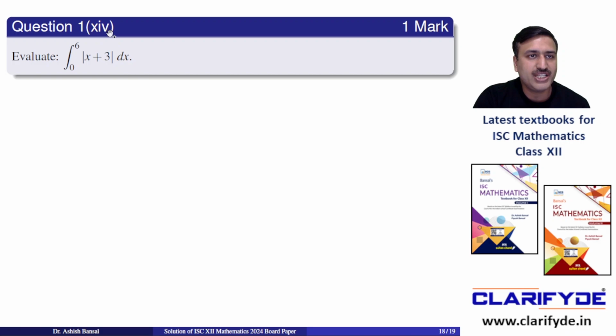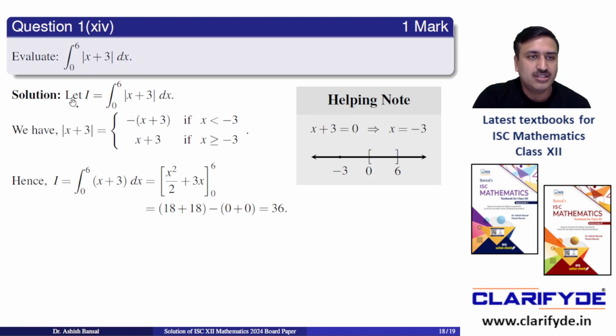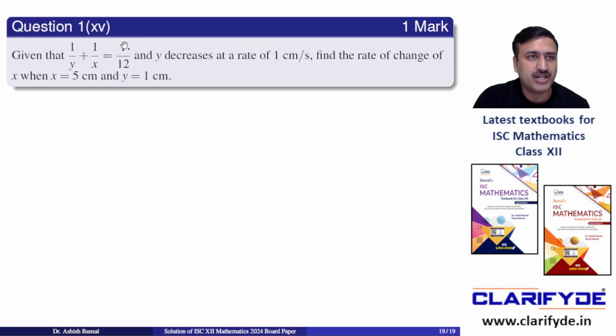Question number 1, 14th part, we have to evaluate this definite integral. Let I equal to this integral. We can write mod x plus 3 into these two branches. The branch on the right hand side is x plus 3. So I can write I as integral from 0 to 6 of (x plus 3) dx, which can be simplified to get the value 36.